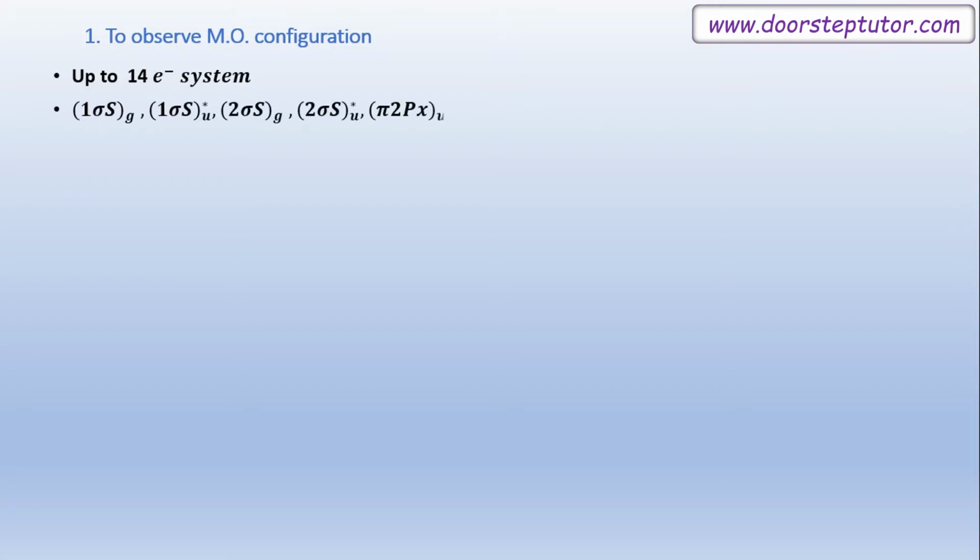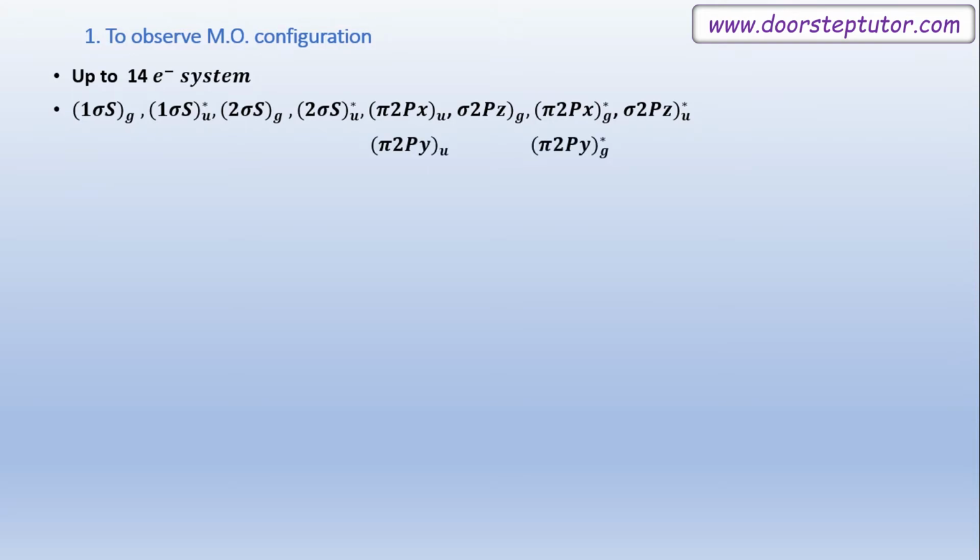Molecular orbital configuration, and the second one is to determine the lambda value. Okay, so here first of all we will check whether the given diatomic molecule is an up to 14 electron system or above 14 electron system. First of all we will find that out. Okay, so if it is up to 14 electron system, we have to follow this rule.